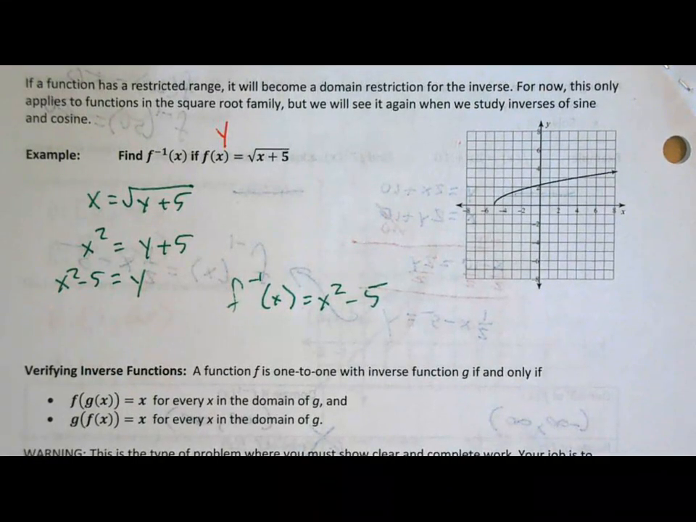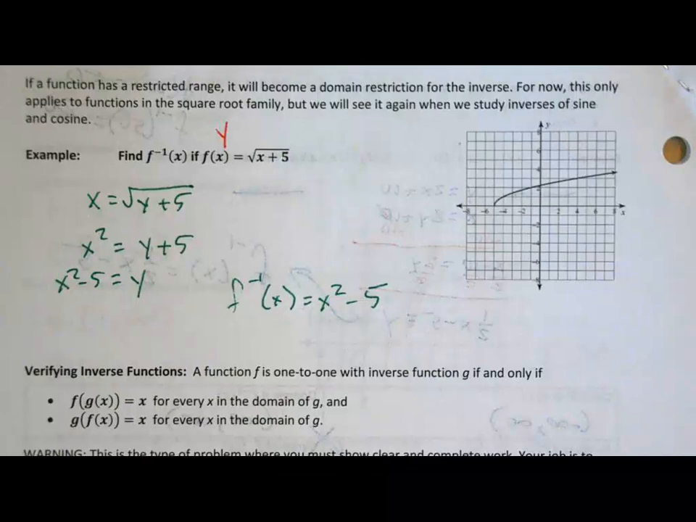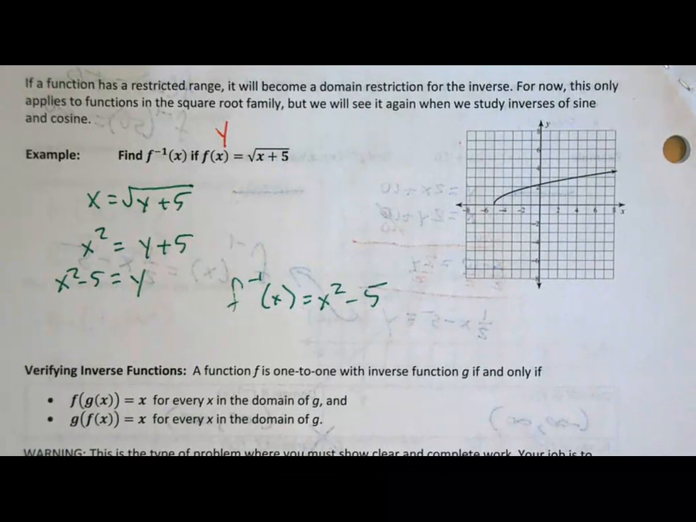All right, are we in agreement? The inverse is x squared minus 5? Okay, I got bad news for you. That's wrong. It's missing something, okay? And I'm going to show you two different ways why it's wrong and how we can fix it. It's an easy fix, okay? Don't freak out, it's going to be fine.